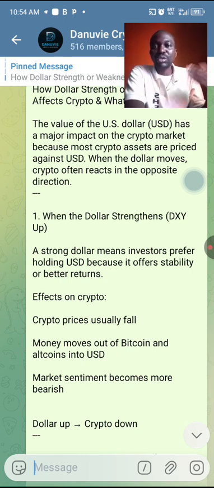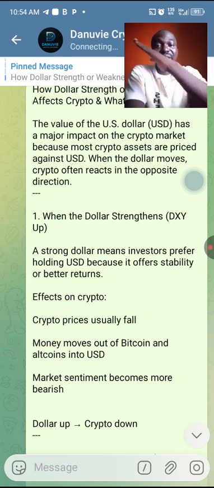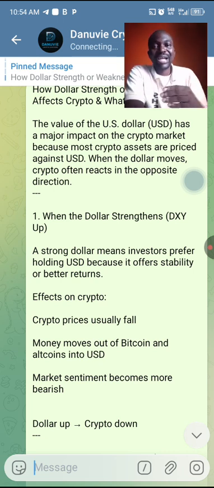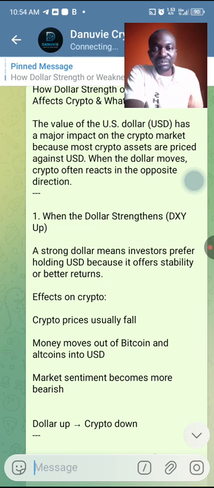And if you have noticed, currently we are experiencing a very big bear market in cryptocurrency, because right now the dollar is gaining strength over cryptocurrency. That's why if you go to the chart right now, you're going to see a very big bear market, which means prices are falling in crypto. After this topic, we're going to go into the chart and you're going to see how crypto prices are falling. So when the dollar moves, crypto often reacts in the opposite direction, like I've said.